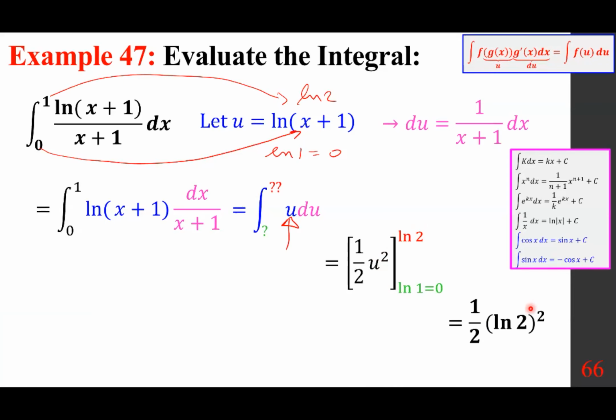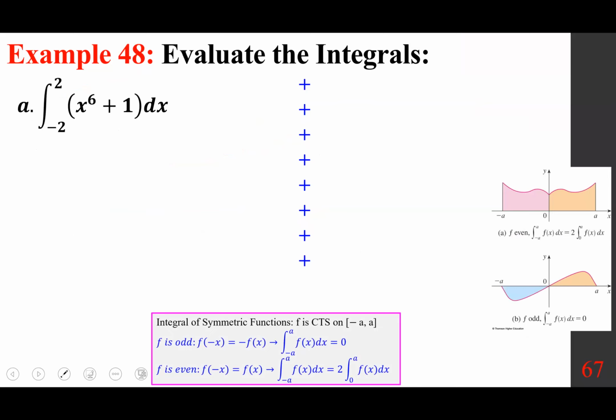Please understand ln 2 is inside the parentheses. Otherwise, ln of 2 squared is wrong. Okay, so ln 2 times the second power. Now, this is an exact answer. In calculus, we always answer with an exact answer. If they said decimal and so many decimals, you do the rounding accordingly.